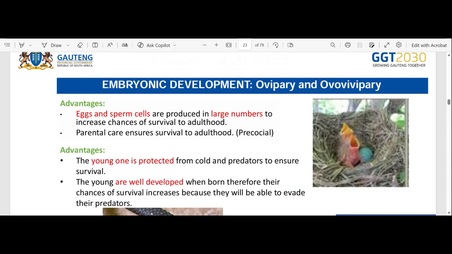Then ovoviviparity: the eggs are retained inside the mother's body until they hatch, and the young is born live. So they hatch inside the mother's body, whereas in oviparity, they hatch outside the mother's body. I hope you can see the difference between oviparity and ovoviviparity. Oviparity means the eggs hatch outside the mother's body, and in ovoviviparity, the eggs are retained inside the mother's body, and the young is born alive.